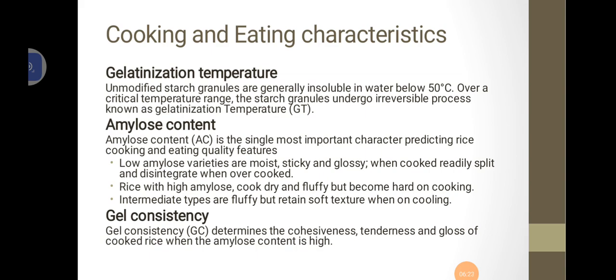Amylose content. Amylose content is the single most important characteristic predicting rice cooking and eating quality. Features: low amylose rice is moist, sticky, and glossy when cooked, and readily splits and disintegrates when overcooked. Rice with high amylose cooks dry and fluffy but becomes hard on cooling. Intermediate type is fluffy but retains a soft texture on cooling.